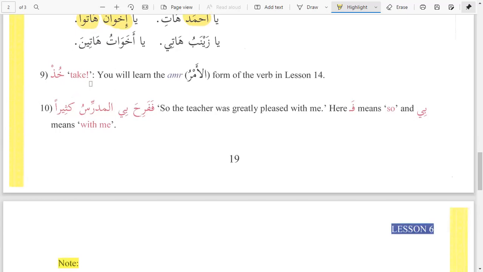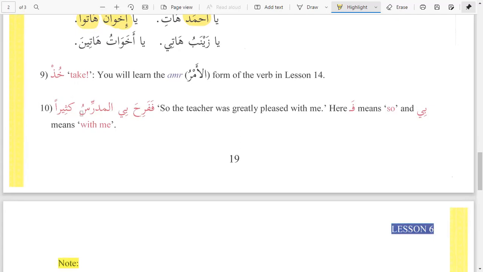Khus means take. You will learn the amar form of the verb in lesson number 14, about how khus comes from akhaza. We will start learning about the amar from lesson number 14. So here we only have to remember khus means take.